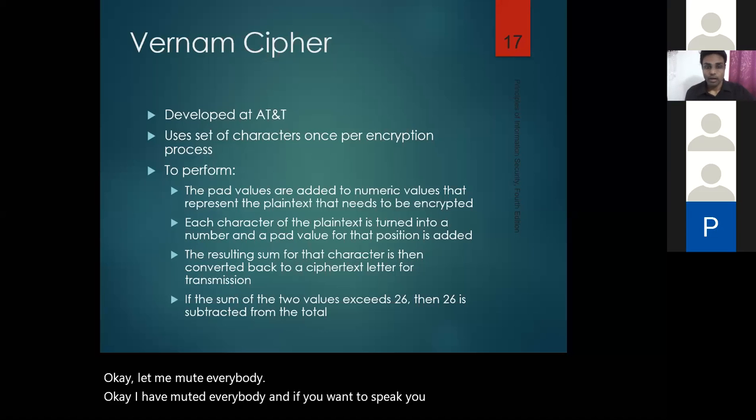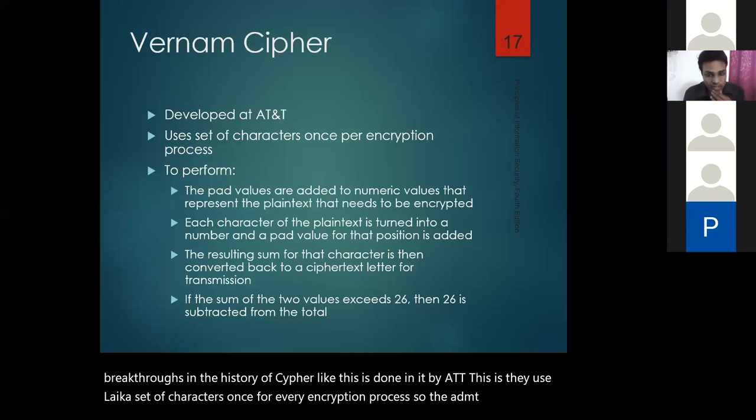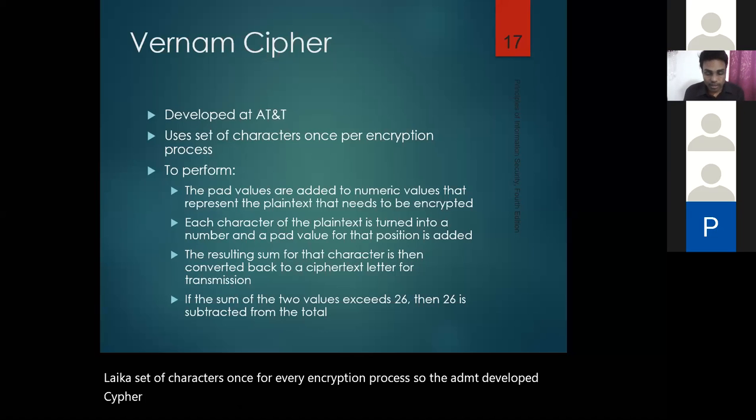Okay, all right. Now next we are going to one of the most important breakthroughs in the history of cipher. This was done by AT&T. They use a set of characters once per every encryption process. AT&T developed a cipher where the primary goal is, you know what AT&T is.